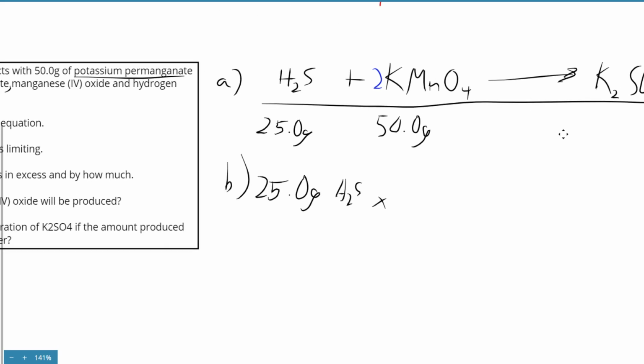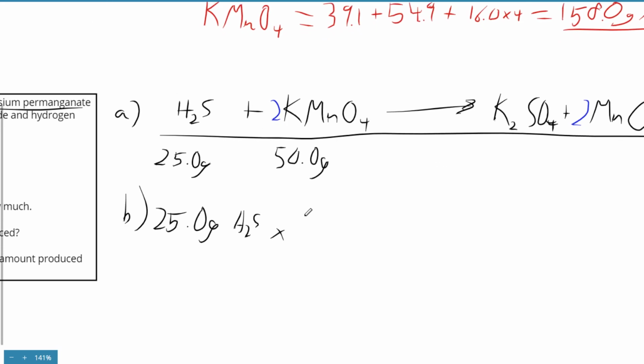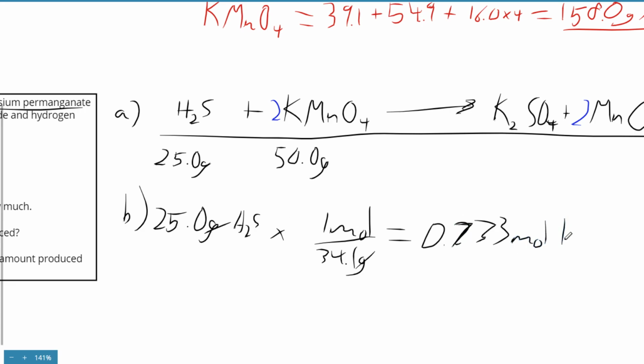So now that we have the mole ratio, 34.1 grams per mole, we put that in. 1 mole on top over 34.1 grams. And we can cancel out the grams. 25, put that in your calculator, 25 divided by 34.1, 0.733. This is moles of H2S.